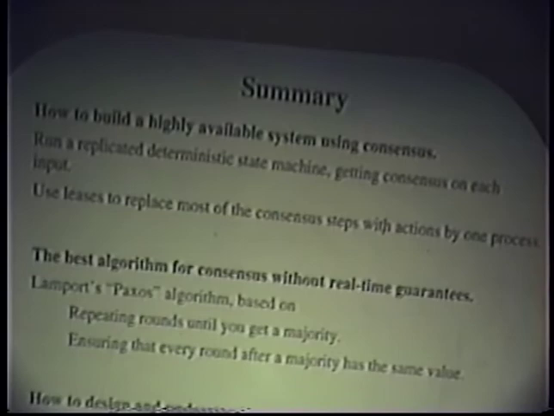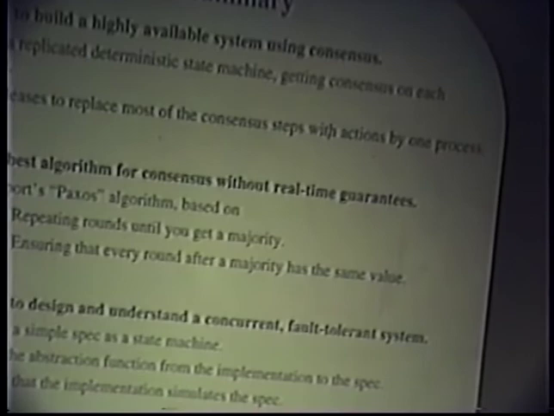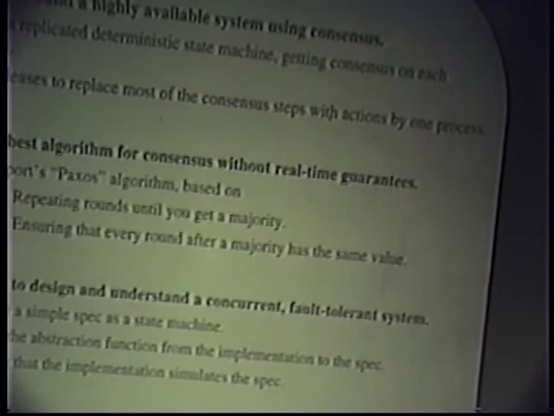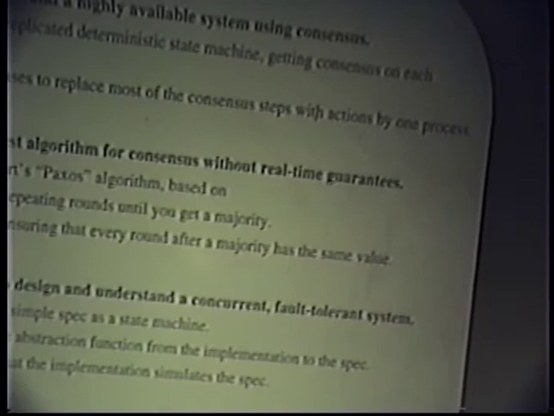And the basic idea was, instead of just trying to get a majority once, repeat rounds until you finally get a majority. And the trick is you have to make sure that every round, once a majority has been achieved, every later round gets the same majority. And finally, I've discussed the general strategy for designing and understanding concurrent fault-tolerant algorithms, which is write down a simple spec as a state machine. Find an abstraction function from your implementation, and then turn the crank that shows that the implementation simulates the spec. And the crank turning is completely mechanical. Finding the abstraction function can be hard.